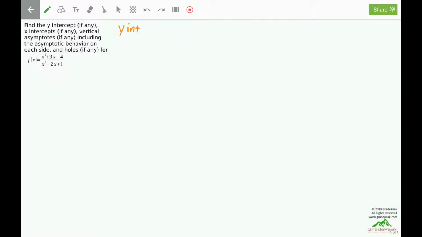The y-intercept is where the function crosses the y-axis, defined by x equals 0. The corresponding y-coordinate will be found by f of 0, plugging 0 in for the function, which will give (0 squared plus 3 times 0 minus 4) divided by (0 squared minus 2 times 0 plus 1).